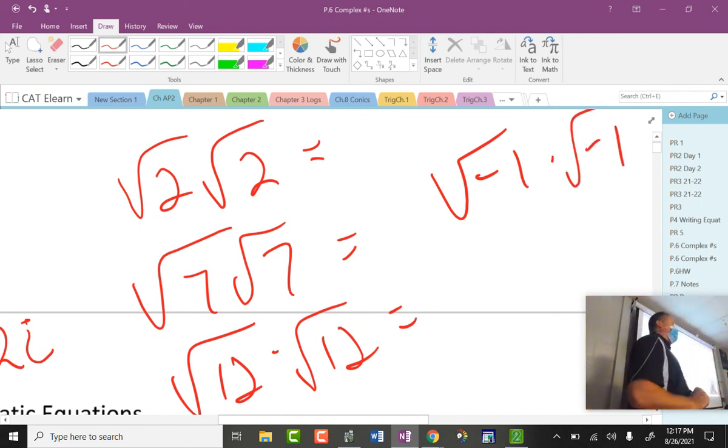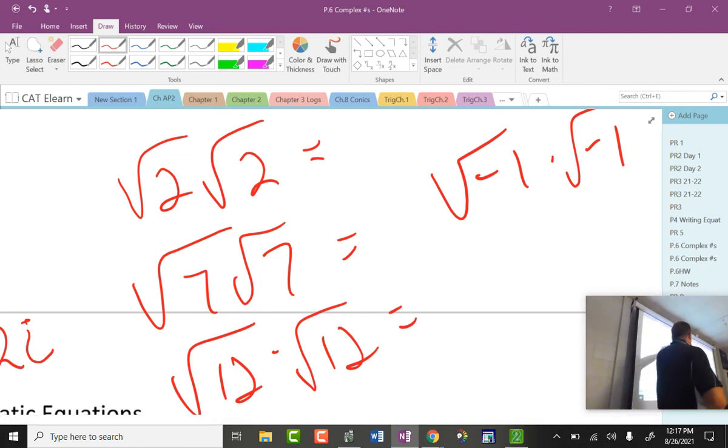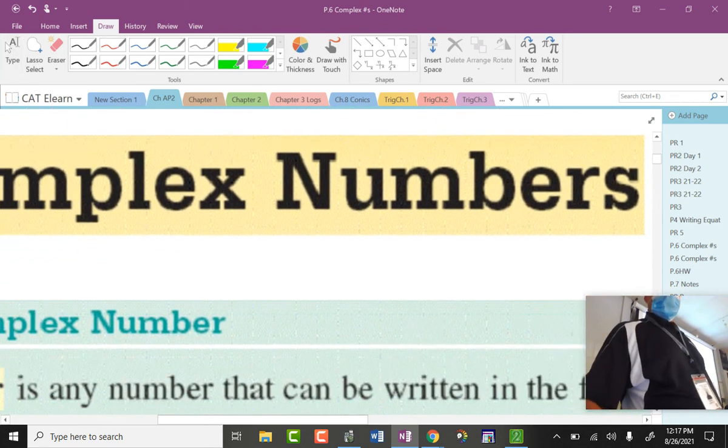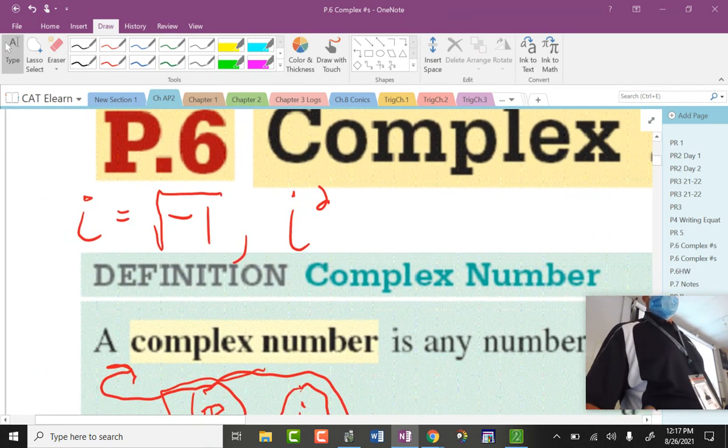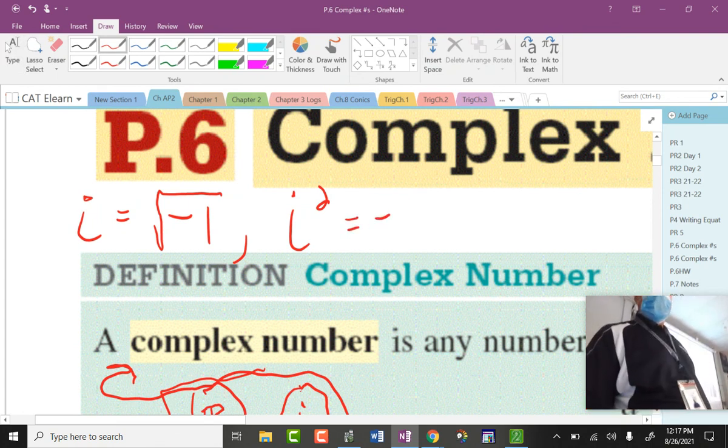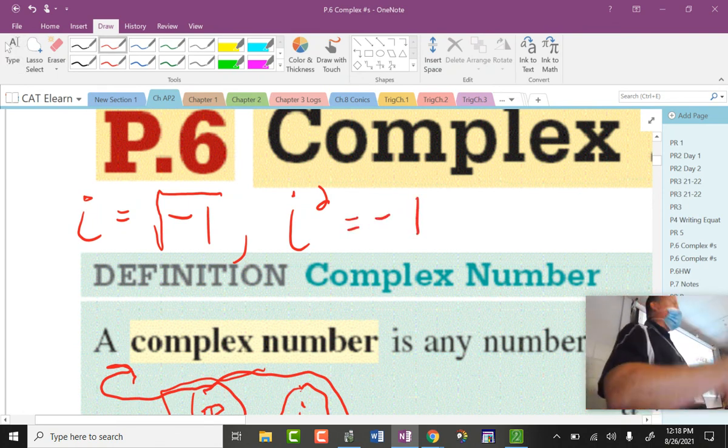Don't take a negative times a negative. What's the answer? This is 2. This is 7. This is 12. This is -1. The square roots cancel each other out, just like the previous three. So guess what i squared is? Not the square root of -1, a free -1.